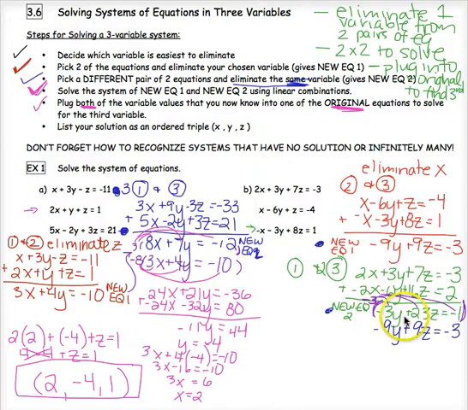Negative 3 times negative 3y is positive 9y. Negative 3 times positive 23z is negative 69z. Negative 3 times negative 1 is positive 3. So now I've got opposites on my y's. Add straight down, those cancel. 9 plus negative 69 is negative 60z. Negative 3 plus 3 is 0. Divide by negative 60, z is 0.